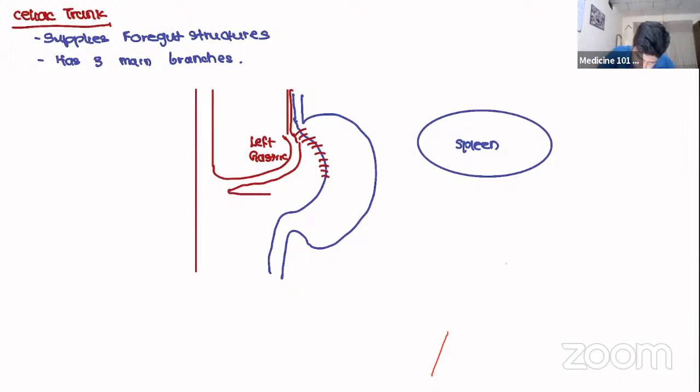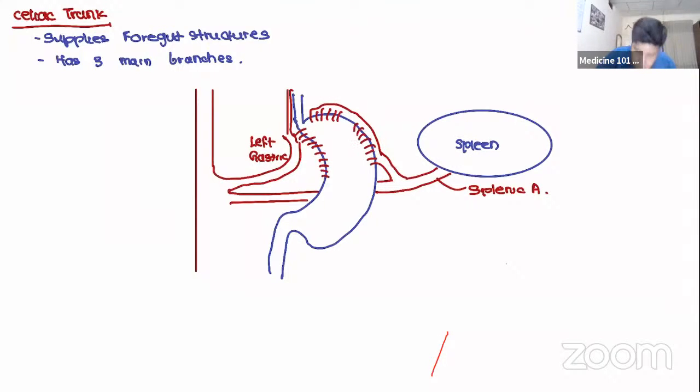Next, we have an artery which goes to the spleen. Can someone label this artery? Splenic artery. Two things I need to highlight: the left gastric gives rise to the esophageal artery. The splenic artery gives rise to 2 things. It is called the gastroepiploic artery.